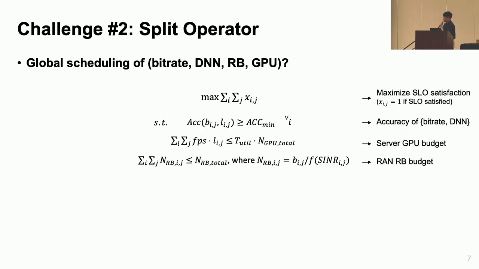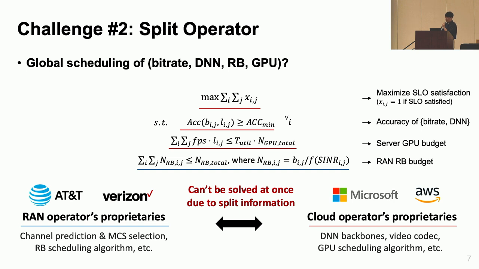So then, why haven't people been designing this end-to-end scheduler over both the application and the RAN side? For example, we can formulate this kind of problem involving an end-to-end scheduling of the video bitrate, DNN, and the RAN resource block and the server GPU at the same time, given this application's accuracy requirement and the server and the RAN's resource budgets. However, a critical challenge is that in practical MEC platforms, it is provisioned by two split operators, the RAN and the cloud operators, that have disjoint control over the scheduling parameters.